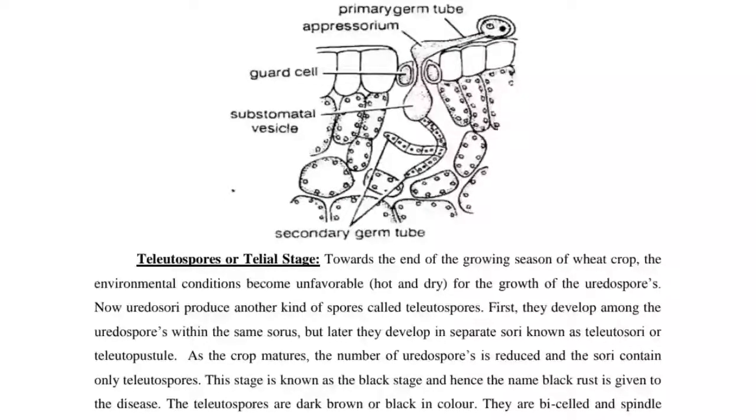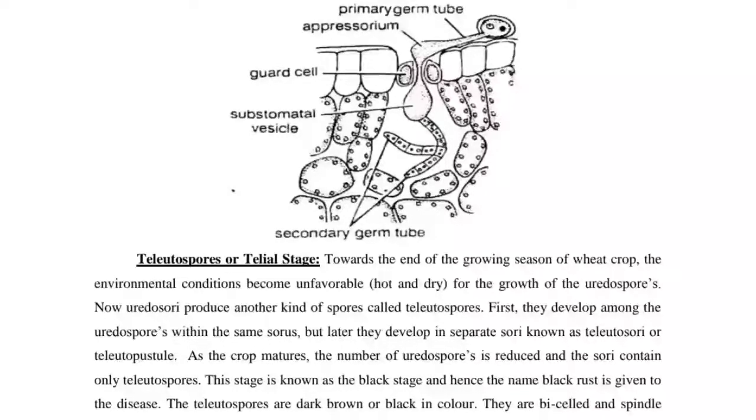Teliospores or telial stage. Towards the end of the growing season of the wheat crop, the environmental conditions become unfavorable, hot and dry, for the growth of the uredospores. Now the uredosori produce another kind of spores called teliospores. First, they develop among the uredospores within the same sorus, but later they develop in separate sori known as teliosori or telio pustules. As the crop matures, the number of uredospores is reduced and the sori contain only teliospores. This stage is known as the black stage and hence the name black rust is given to the disease.